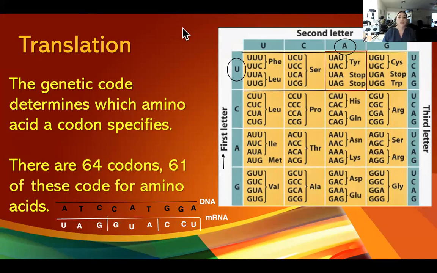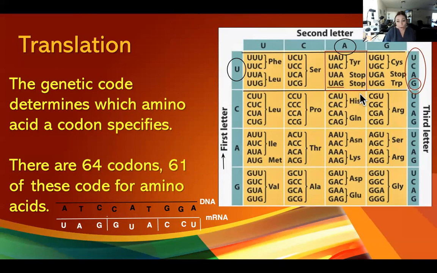Okay, so now we go to our third letter, which is G. So here's the tricky part. Where it says third letter, you need to go to the row that you are in based on that first letter. So we are going to look at these right here. Now our third letter is G. It's right here. So we trace back to that box that we were in. Right here, you will find UAG.